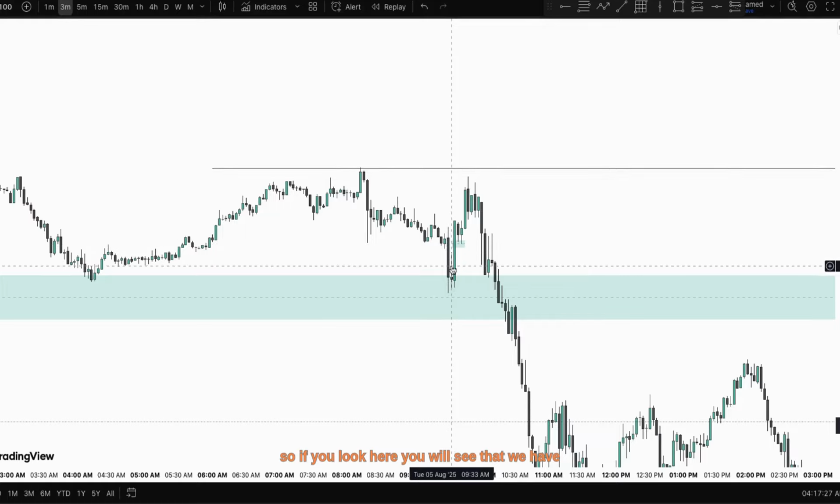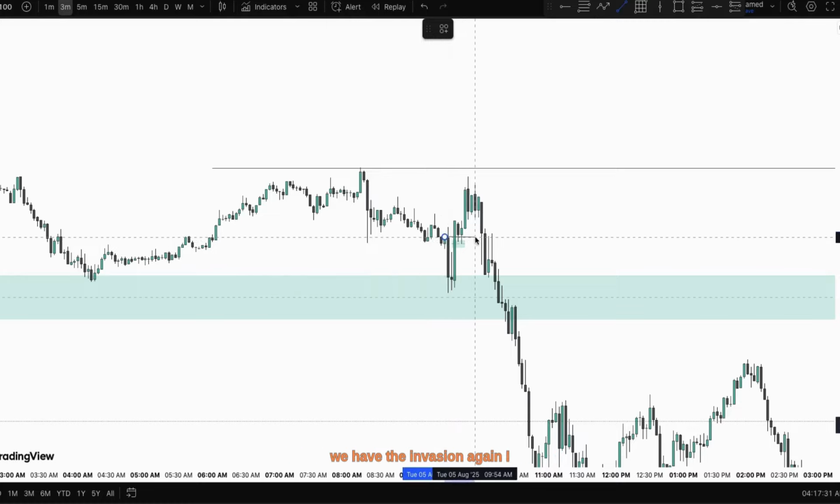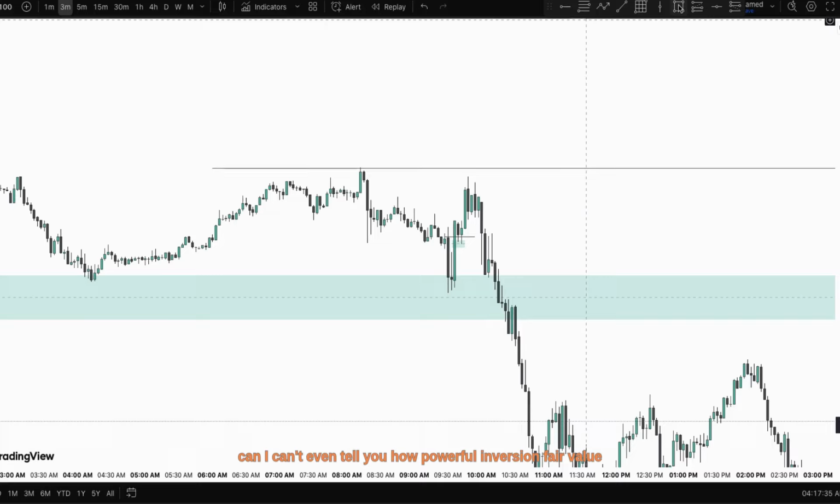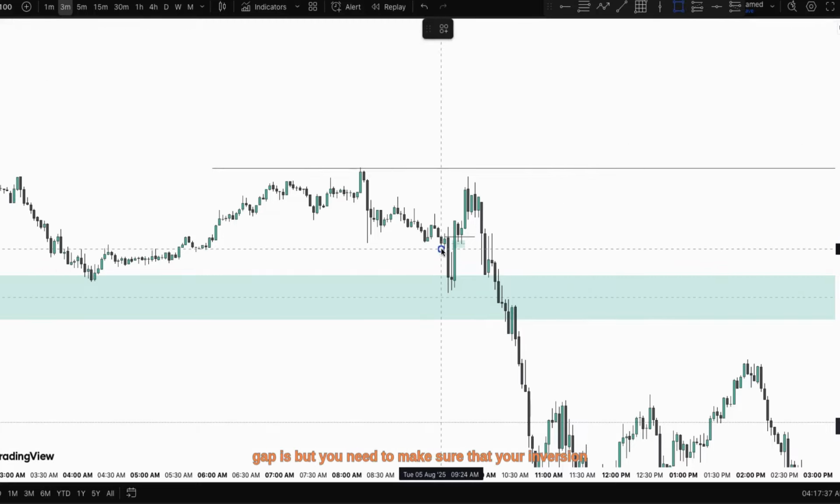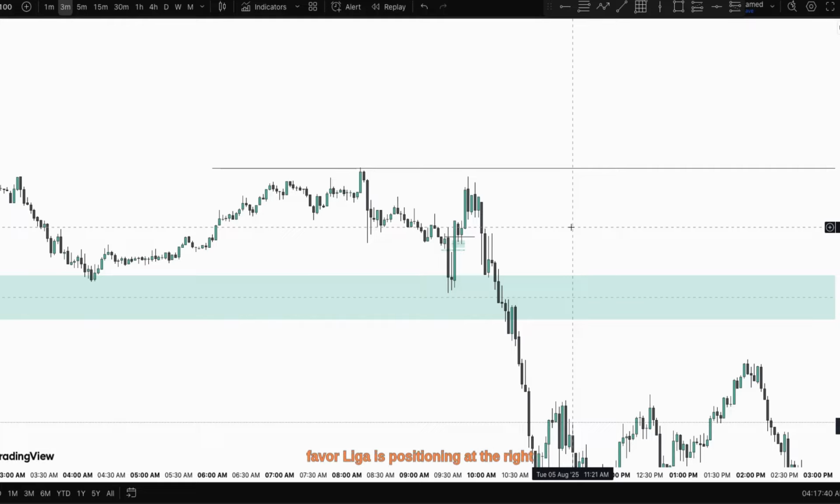If you look here, you will see that we have this order block, and we have the inversion again. I can't even tell you how powerful inversion fair value gap is, but you need to make sure that your inversion fair value gap is positioned at the right side, lining up with that order block. If it doesn't line up with that order block, it becomes a low probability.